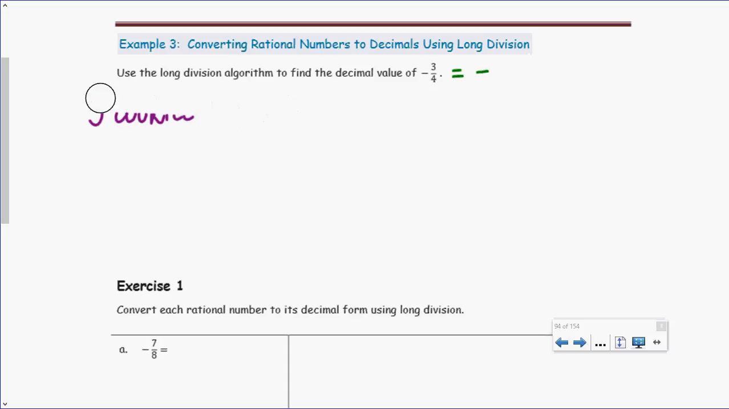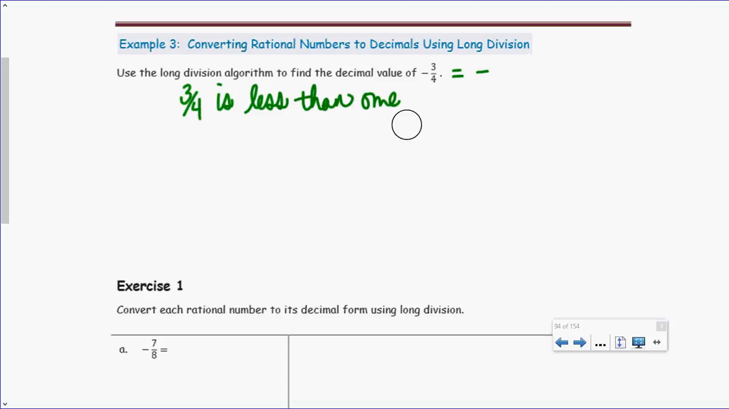So the good thing here is we can do 3 divided by 4. It's not that difficult of a problem. Just make a little note that says 3/4 is less than 1. So we're using reasonableness. If I know that 3/4 is less than 1, I know that my answer needs to be less than 1. And in this case, it'll be a negative answer. So I was talking about the absolute value there.